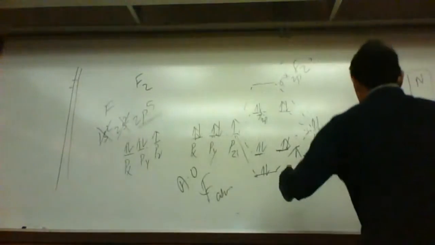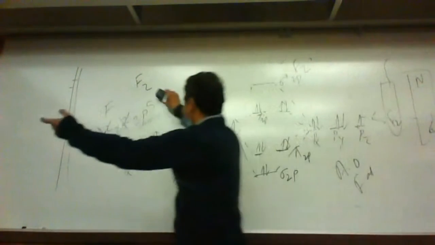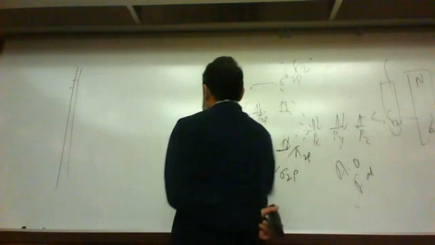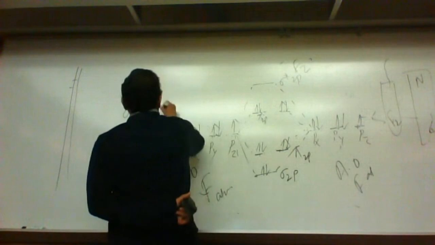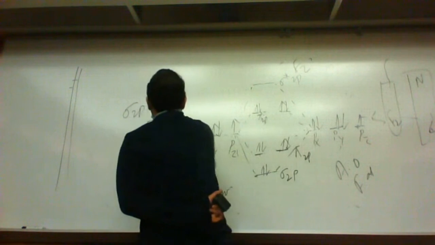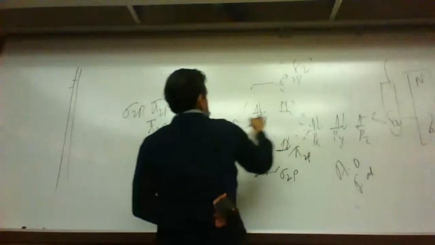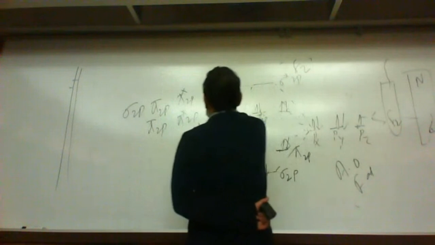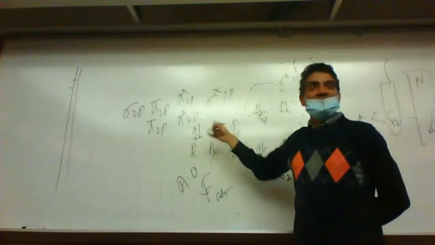I just want to write this a little bit different way. Sometimes these orbitals are written like this: sigma 2p, then pi 2p, and this is also pi 2p, and this one is pi star 2p. This is pi star 2p, and this is sigma star 2p. Sometimes in the book they write it this way.